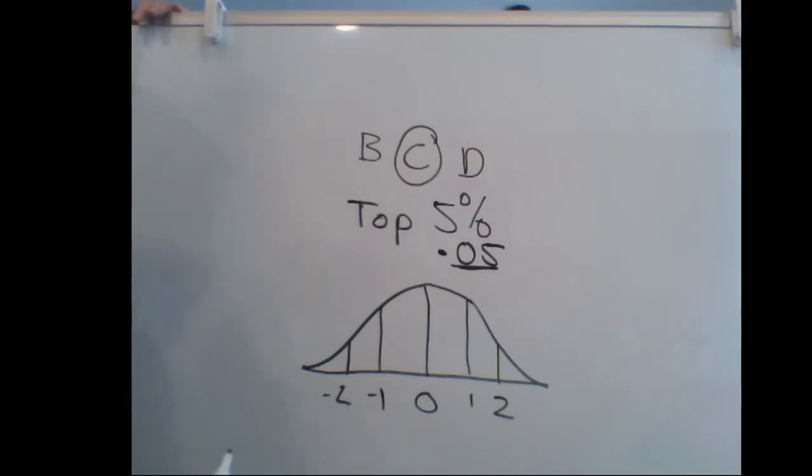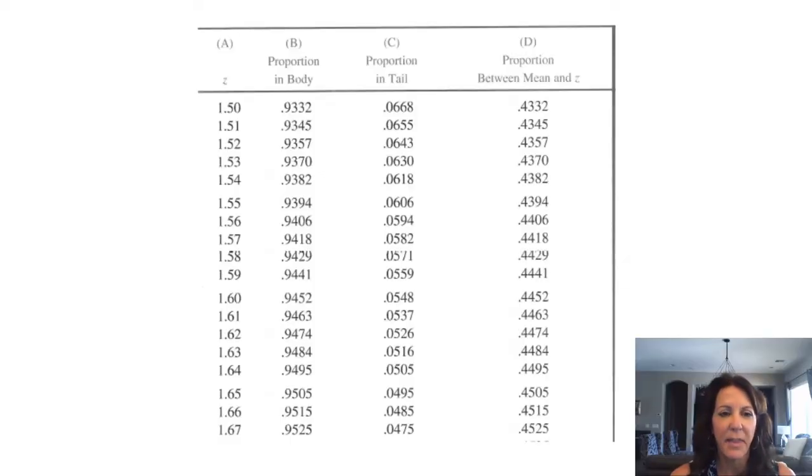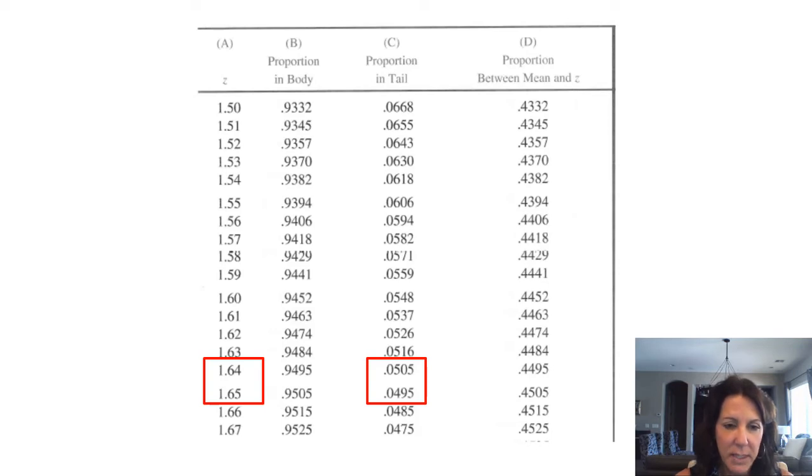So let's take a look and see what that looks like on the z-table. Here's a z-table that has the section that we're interested in. We were looking for the proportion in the tail that's closest to 0.05. Uh-oh. We have two that are equidistant, 0.0505 and 0.0495. What to do? Well, we can draw a line over and we see that we have a z of 1.64 and a z of 1.65.